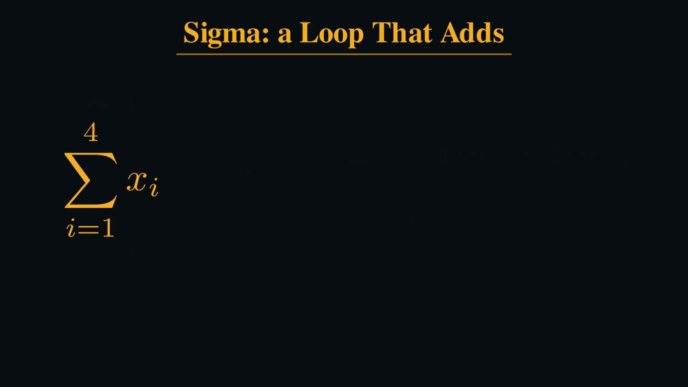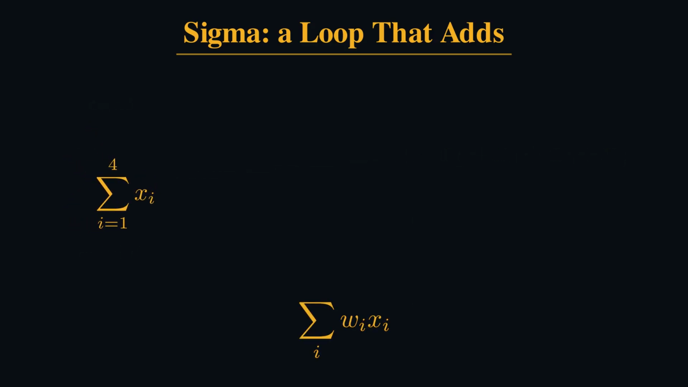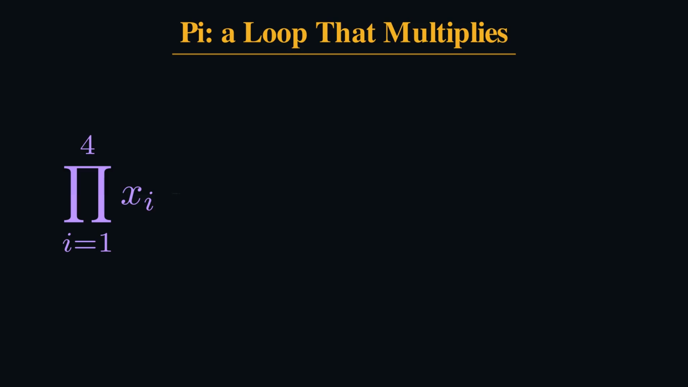And here is why you will see sigma everywhere in machine learning. Sigma w sub i, x sub i, is a weighted sum, the single most common operation inside a neural network. You already understand it. Multiply each input by its weight, then add them all up. Sigma has a twin, the capital Greek letter pi. It looks similar, but instead of adding, it multiplies. Pi from 1 to 4 of x sub i means x1 times x2 times x3 times x4. Same loop, just times instead of plus. You will meet it when probabilities combine, like the chance that several independent events all happen.